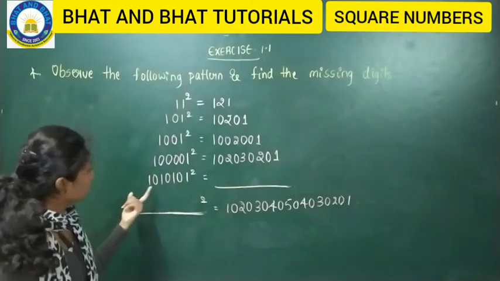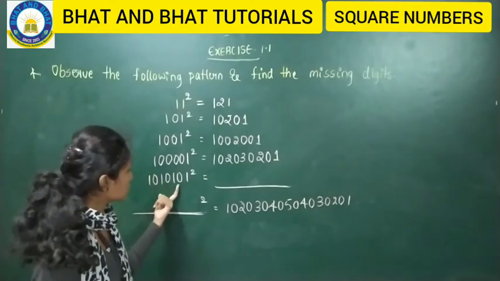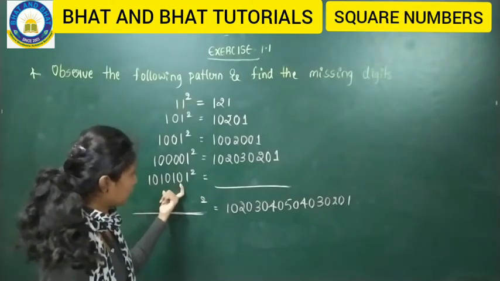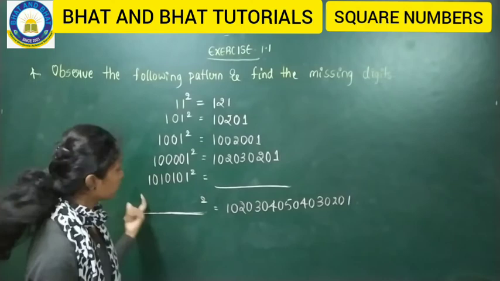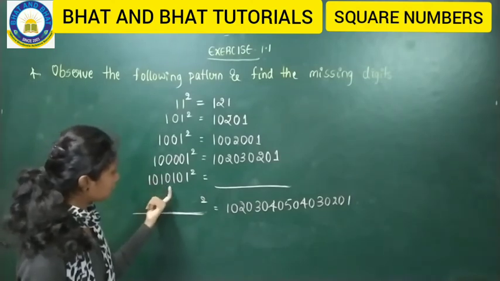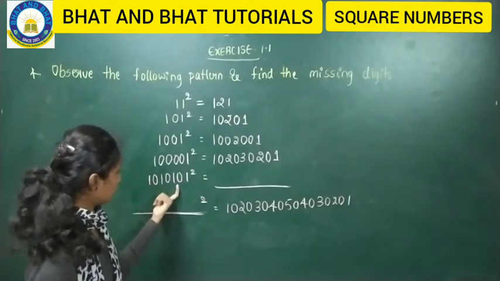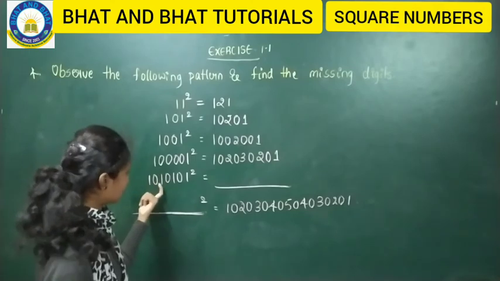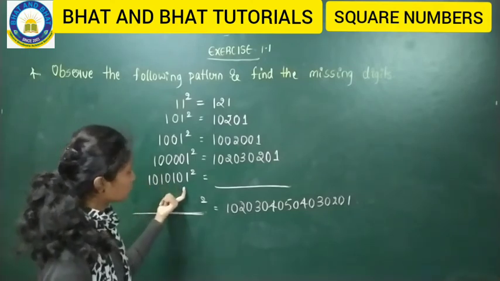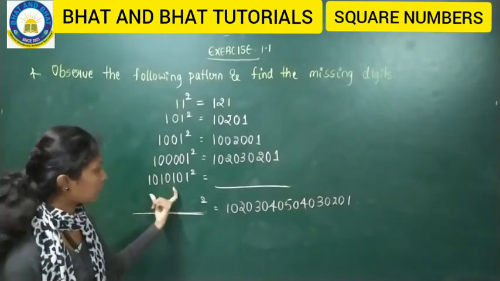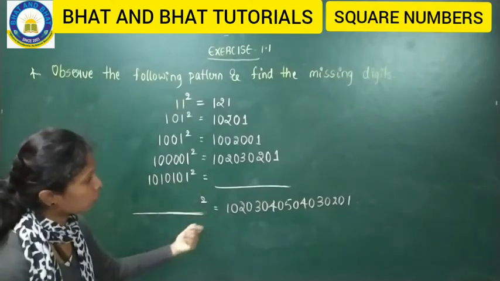In the same way, here you have 1 lakh 10,101 square is equal to how much? What you have to do? You have to square the same number, you have to multiply it twice.